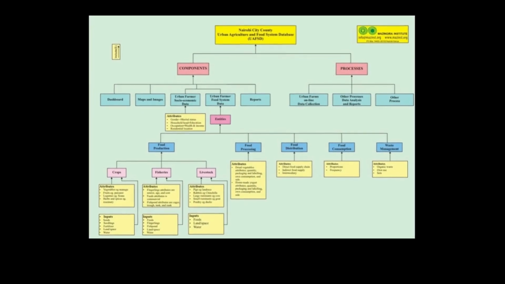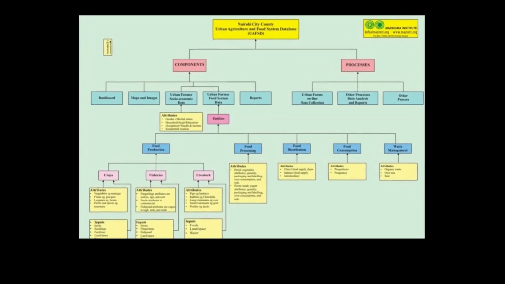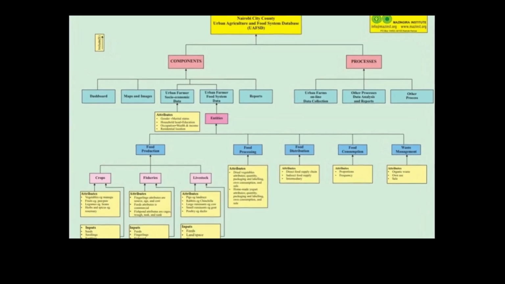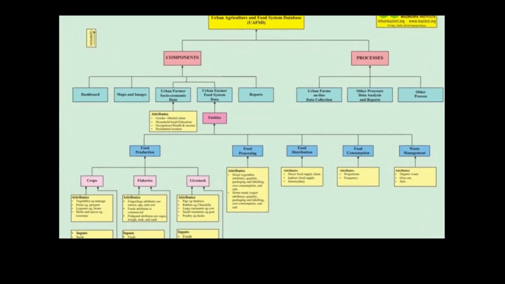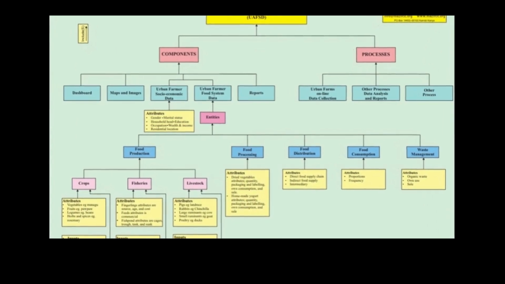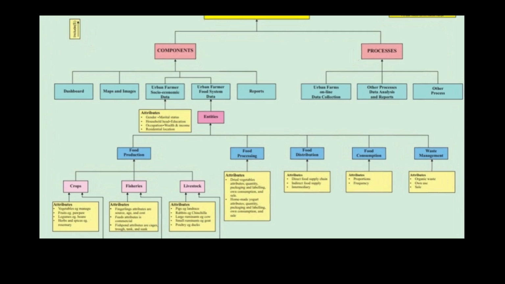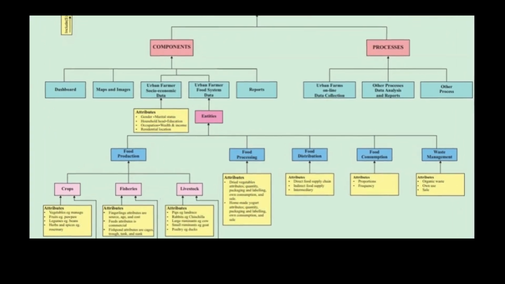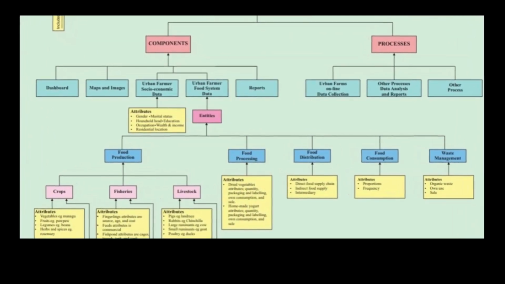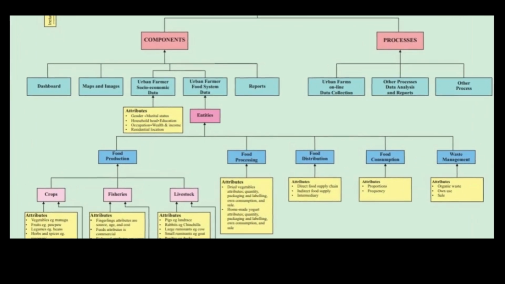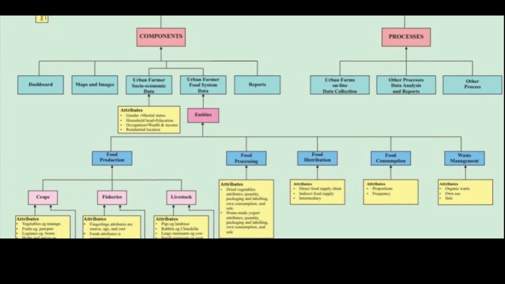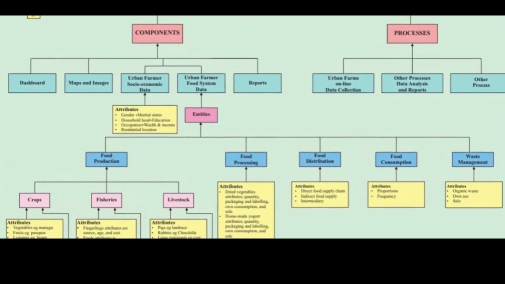The database is made up of components and processes. Components are all the elements that make up the database. The components have entities, which have attributes. These are characteristics of the food system chain that farmers are asked about. The processes are the different ways of collecting information.